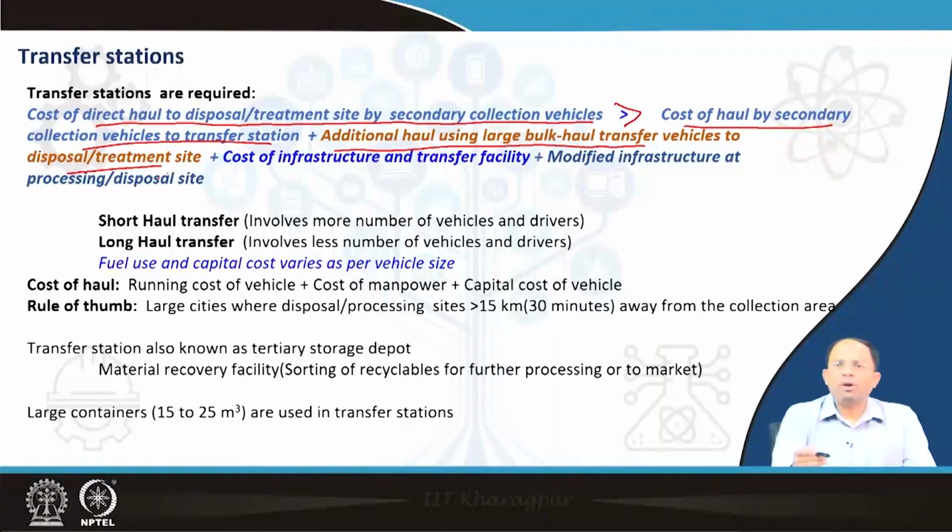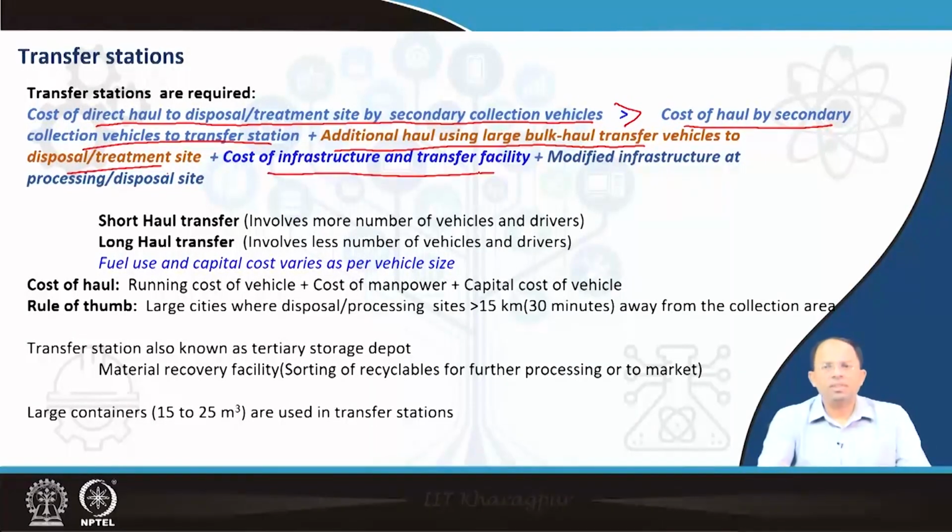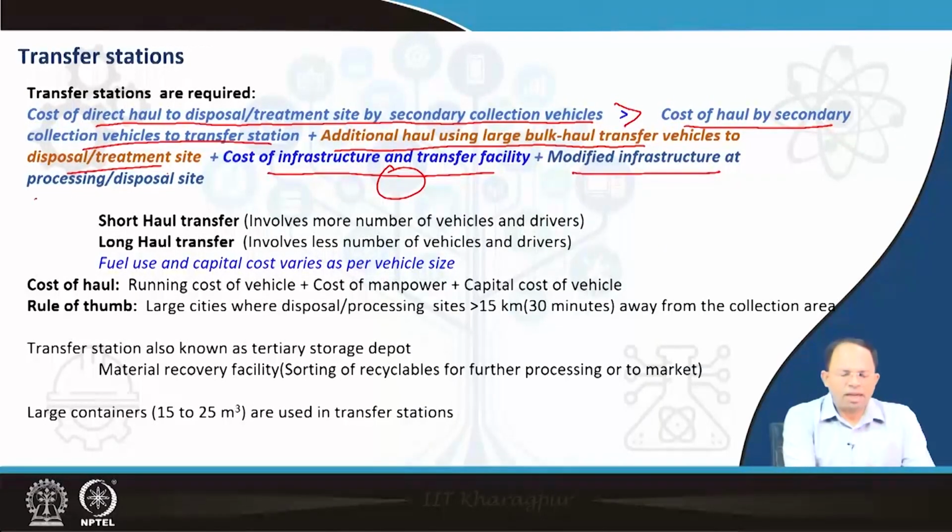So in the second stage, we obviously will use larger vehicles to consolidate the waste. Then there is the cost of infrastructure and transfer facility. You have to set up a transfer station and a lot of infrastructure for that, and modified infrastructure at the processing and disposal site to handle these new large bulk transport vehicles. So only if both these costs are justified will we go for a transfer station. That means only if this additional cost is justified do we go to a transfer station.